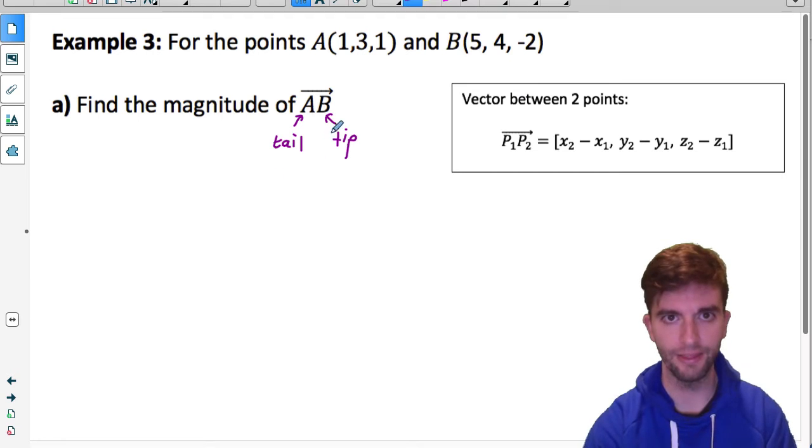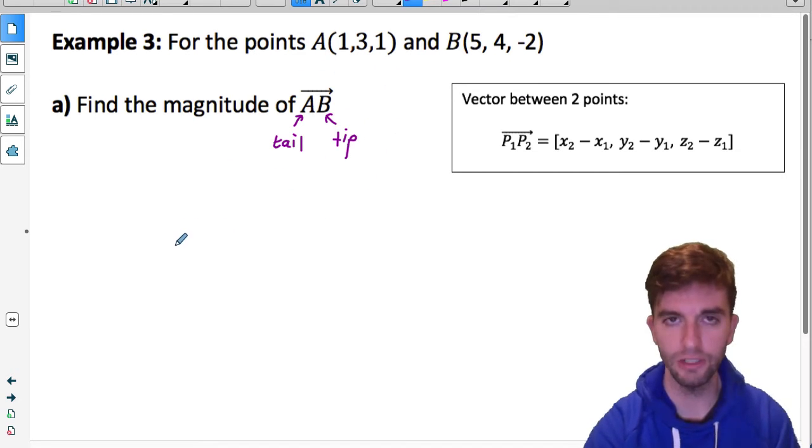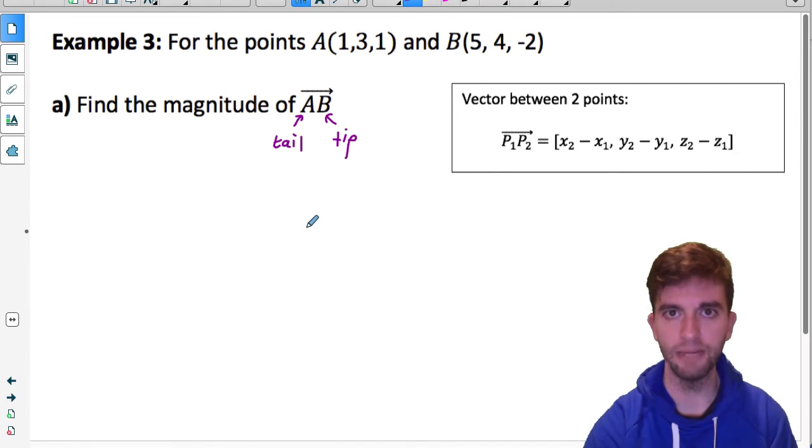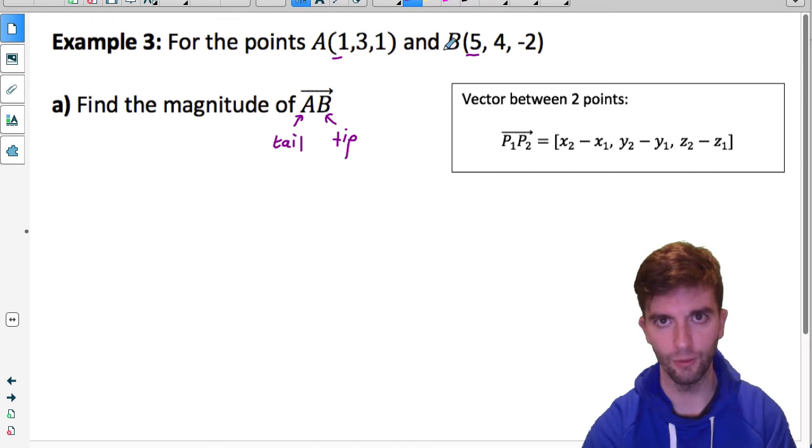So when we're finding the algebraic representation of this vector when its tail is at the origin, we always do the difference in all of the components, but do tip minus tail. So 5 minus 1, 4 minus 3, and negative 2 minus 1.